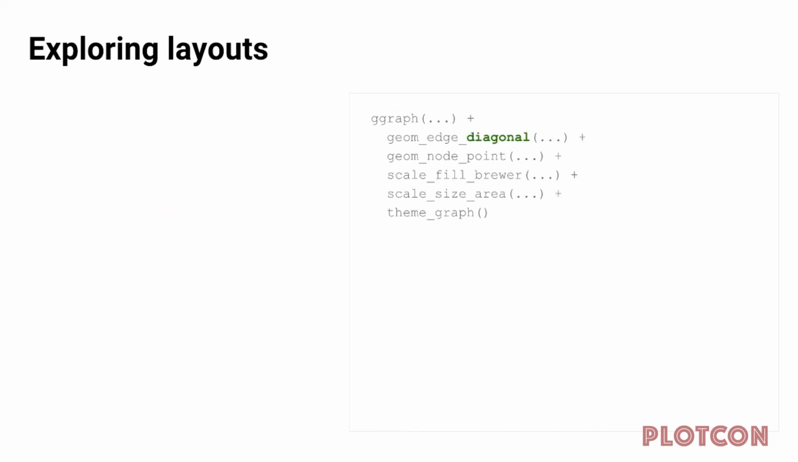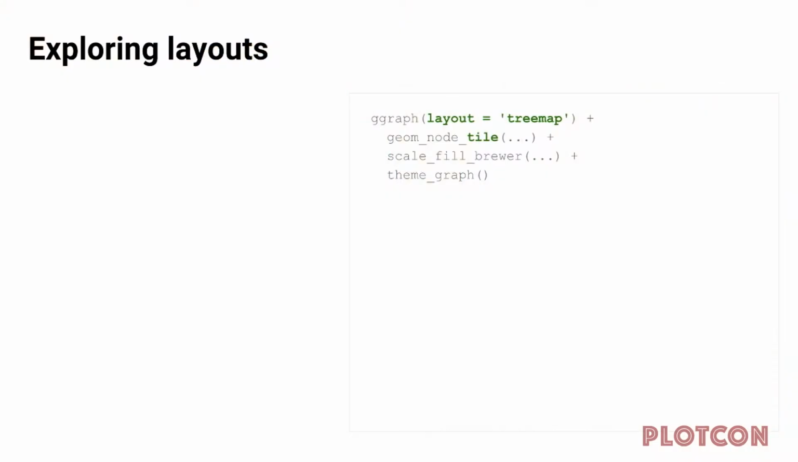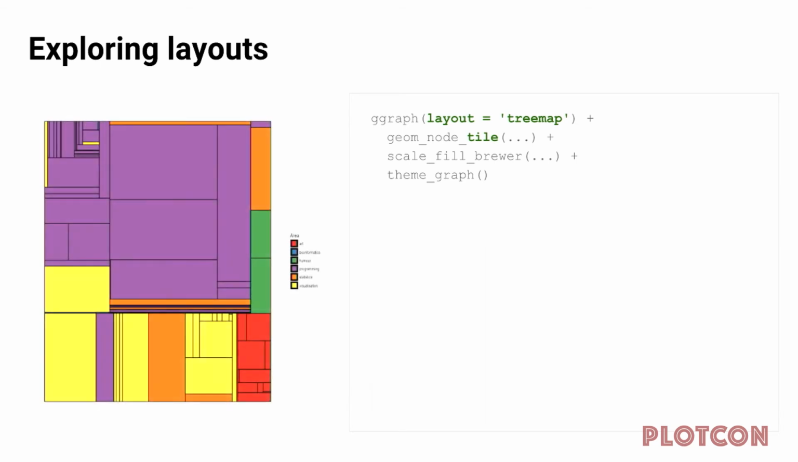Just to show you, you can also use different edges on tree plots to get a more organic look. And just once again to drive home the point that it's so easy to fundamentally change the way your plot looks, I'm going to show this as a tree map instead. The only thing I really have to do is change the layout to a tree map and say, well, now I don't want my nodes as points, I want them as tiles. And you get a tree map.